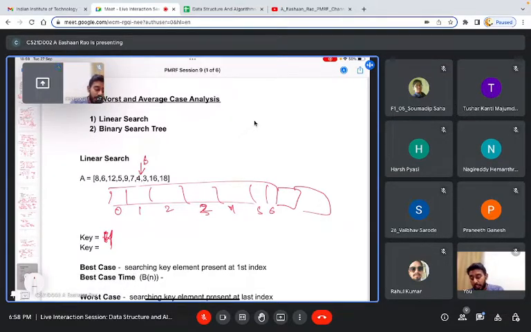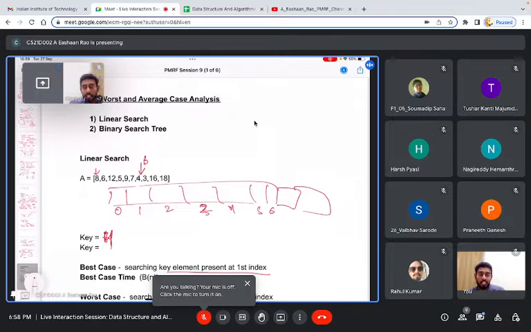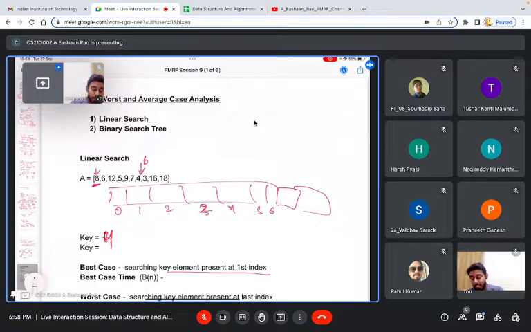Similarly, for other cases we can find the key at a certain position, but we have to see the best case time in this linear search. The best case would be that the searching key element is present at the first index, because we don't have to spend much time there. For example, if you want to find 8 here, we find it in constant time, because we need only one comparison in the linear search algorithm.